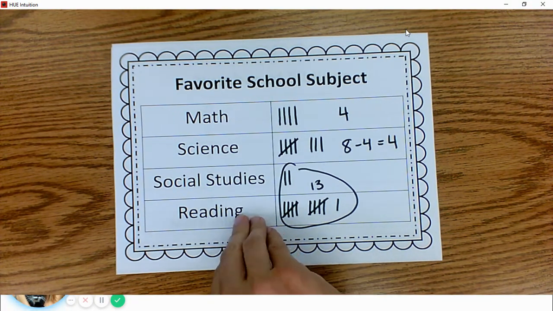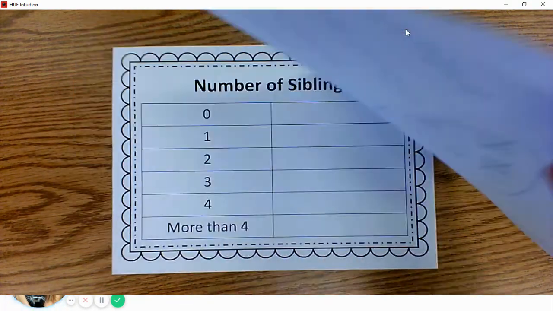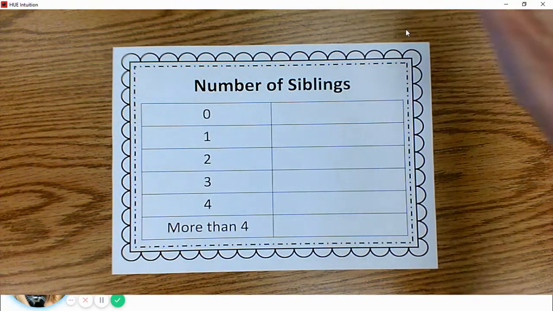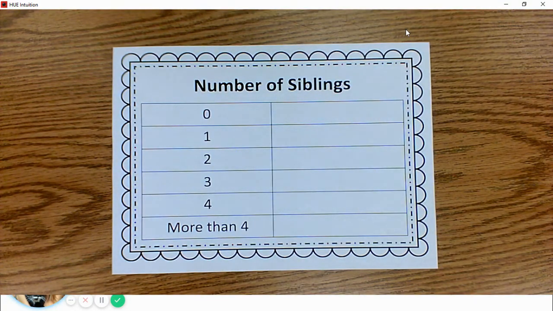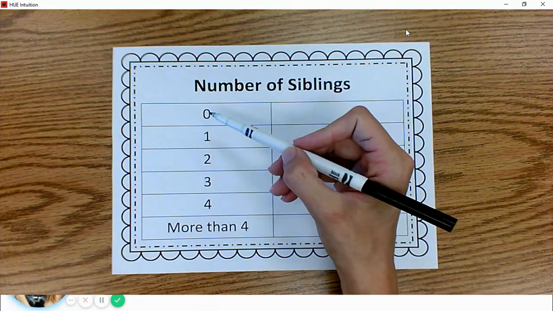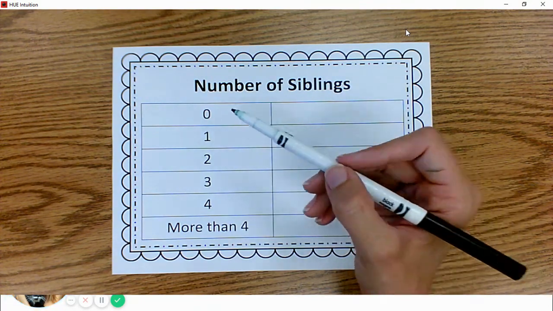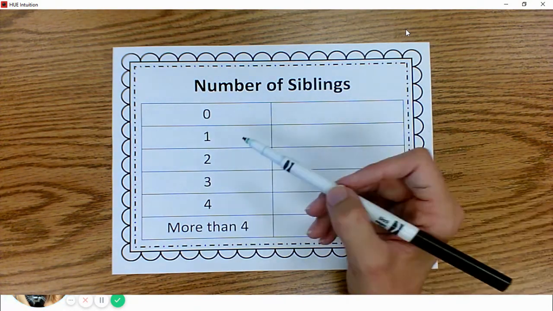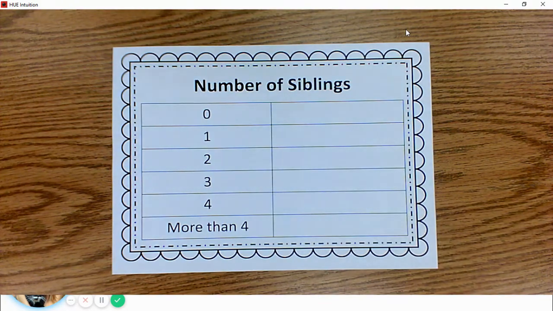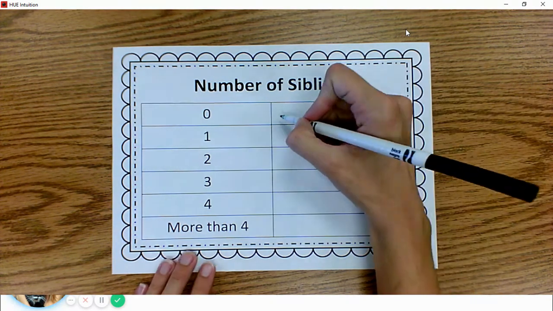Let's look at one more frequency table together. This one deals with number of siblings. So siblings, that's brothers and sisters. So if I were to go around my class and ask my classmates how many siblings they have, how many brothers and sisters they have, these would be the choices. They either have none, they're an only child, they have one brother or sister, 2, 3, 4, or more than 4. And I recorded the data in my frequency table like this.